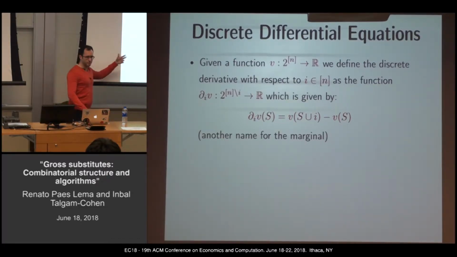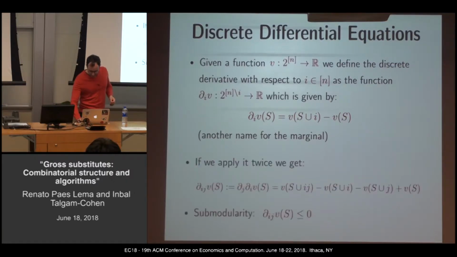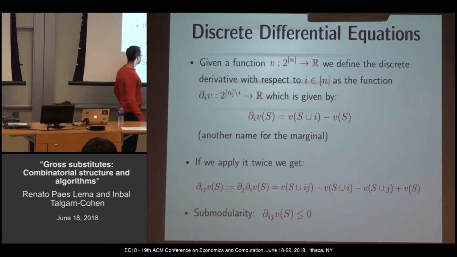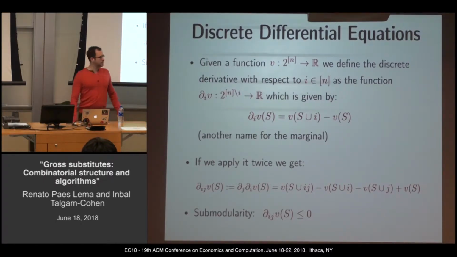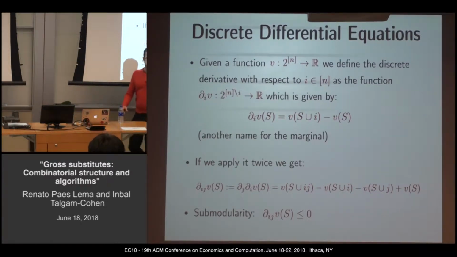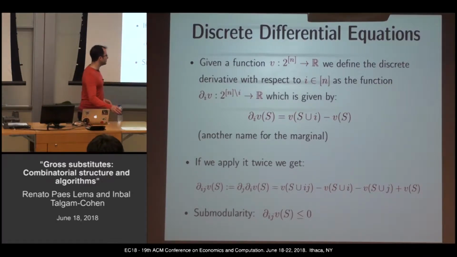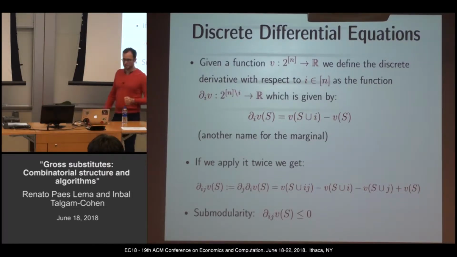The usual derivative is also the same thing. You just increase one coordinate a little bit and then compute the difference divided by how much you increased. It's another name for marginals. But it becomes interesting when we actually apply it twice. So you can talk about second order discrete derivatives, which is the derivative with respect to i, j: the derivative with respect to i, and then the derivative with respect to j. So this will be this expression. You probably recognize this expression from the definition of submodularity. This essentially means that the second order discrete derivative is smaller or equal than 0.